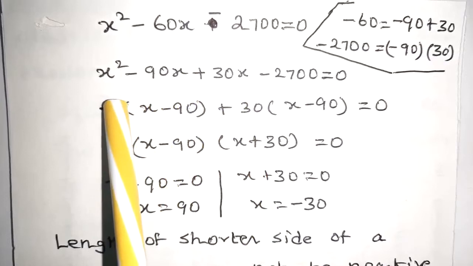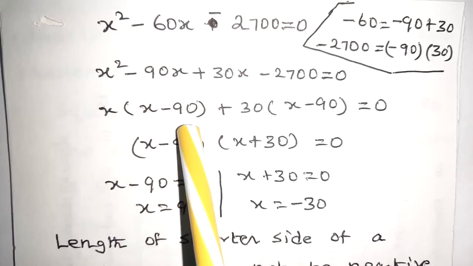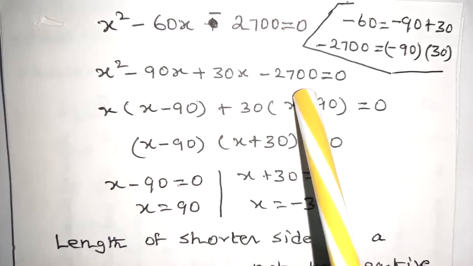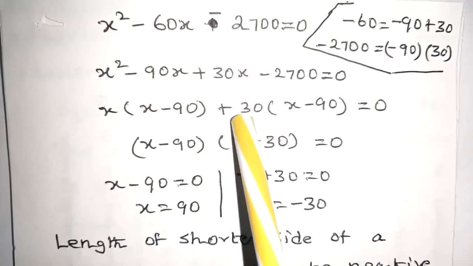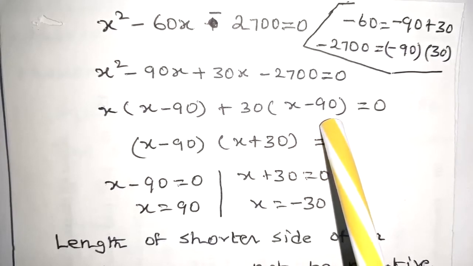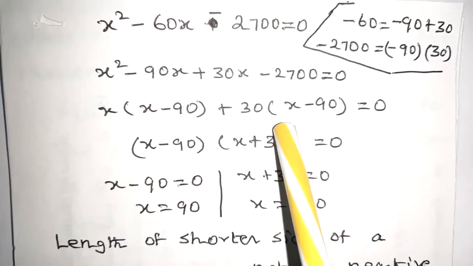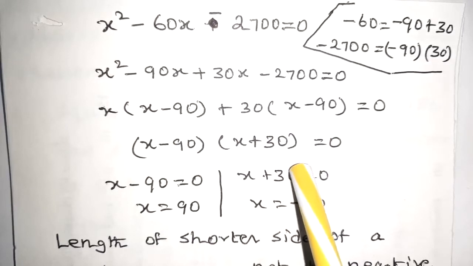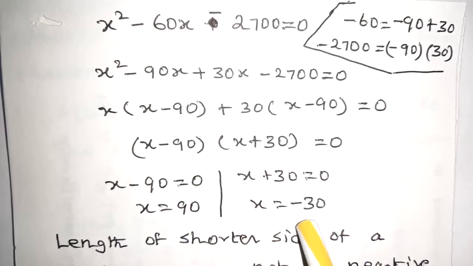From these two terms, x is taken as common factor. We get x multiplied by x minus 90 plus, consider 30x minus 2700. 30 is the common factor and we can write 30 multiplied by x minus 90. Again, considering these two terms, x minus 90 is a common factor. So we can write x minus 90 multiplied by x plus 30 equal to 0. Therefore, we get x equal to 90 and x equal to minus 30.